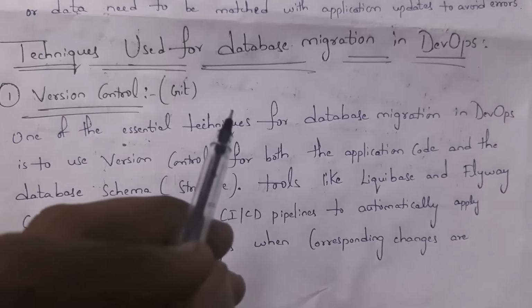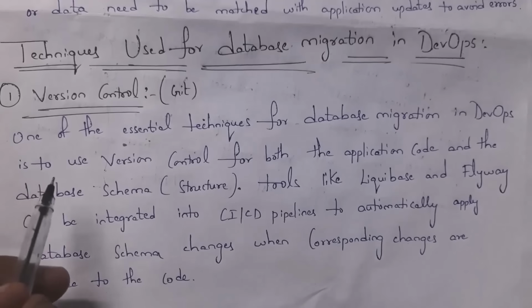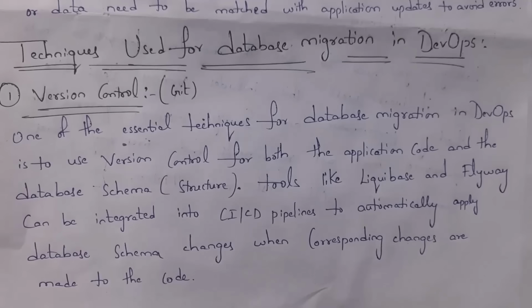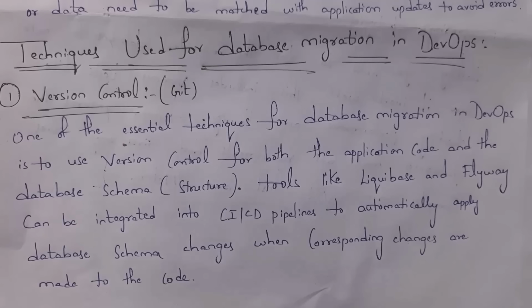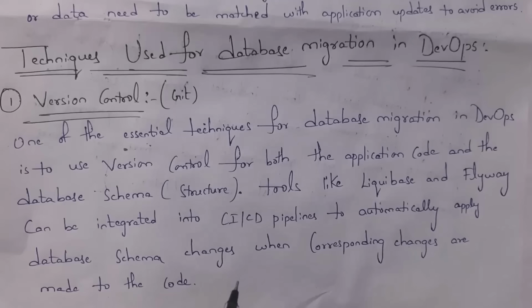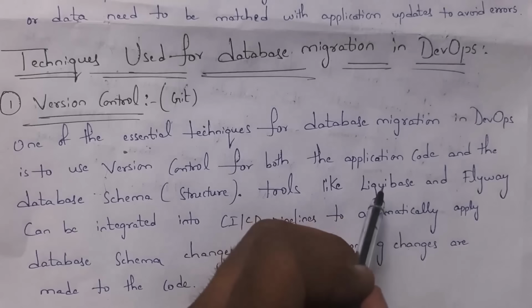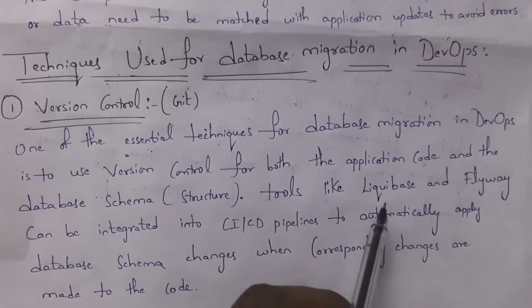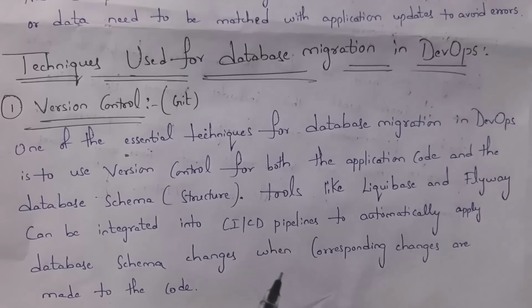One of the essential techniques for database migration in DevOps is the use of version control for both application code and the database schema. Guys, whenever you develop any application, you need to store both application code and database code in Git. After storing code in Git, you will create a pipeline in order to perform continuous integration and continuous deployment. Whenever you create a CI/CD pipeline in order to test and deploy software, in DevOps there are various kinds of tools like the Liquibase tool and the Flyway tool. You need to connect these tools with the CI/CD pipeline. Whenever you connect these tools with the CI/CD pipeline, whenever you update the database, then automatically it will update the application code.